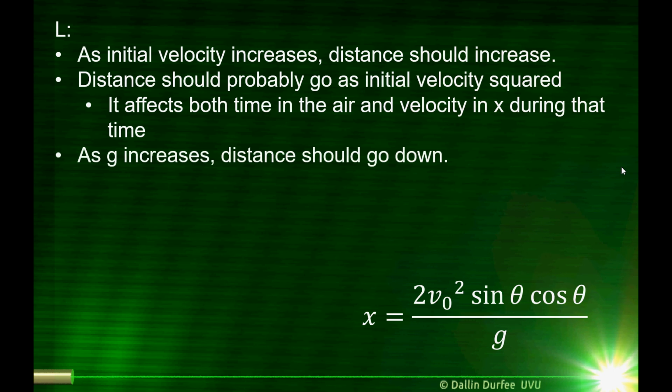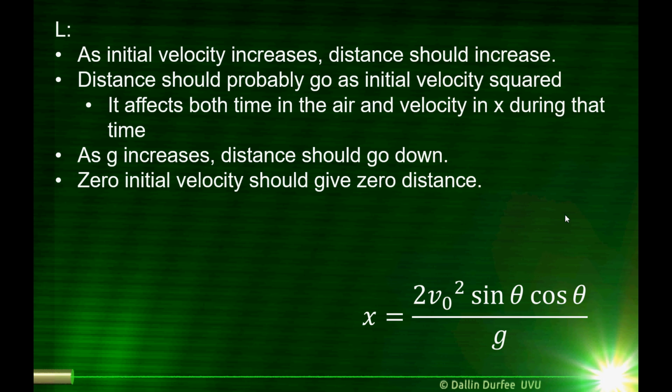Now, as the acceleration due to gravity increases, the distance my cannonball goes should go down, and that's what we see in the equation. As g goes up, x goes down. So that's good. Zero initial velocity should give zero distance. That's a known case, and in fact, that's what we see. If I plug in 0 for v naught, I get 0 for x, right?